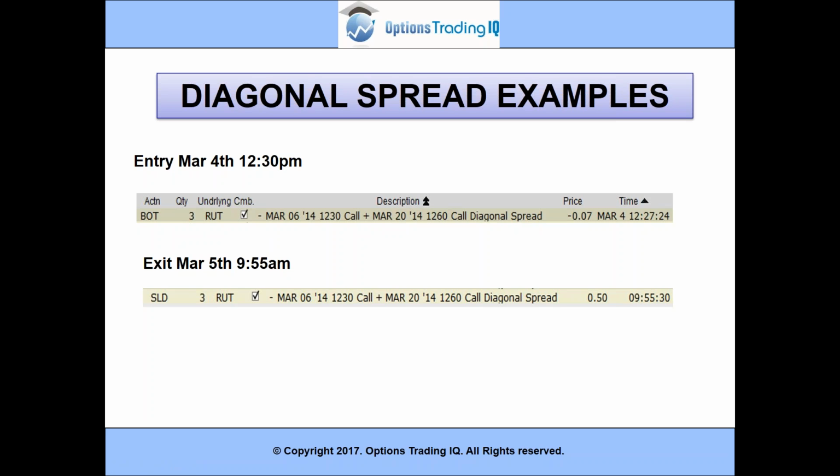So I entered that at lunchtime on the 4th, exited first thing the next morning, and it was trading at 50 cents. So the front week option that we've sold has really dropped in value really quickly because a bit of time has passed and the market hasn't done anything, whereas the back week option has really held its value. So the difference there is 57 times the 3 contracts, about $165 in profit. Okay, so not bad for a trade that I've only held for a few hours.